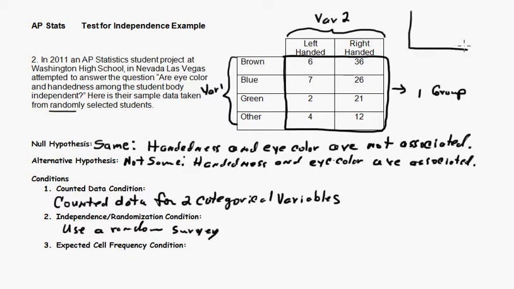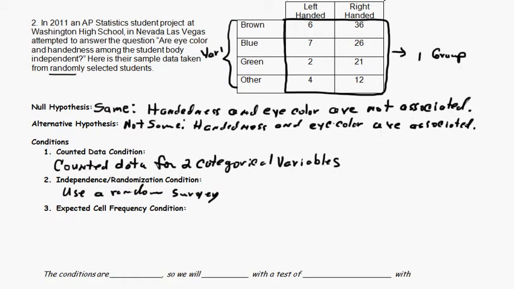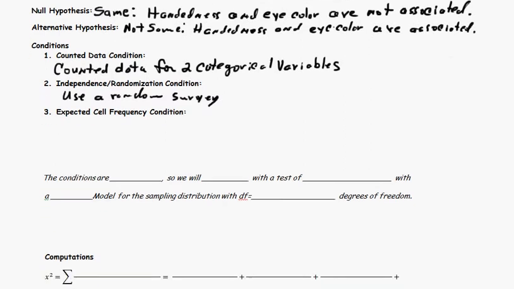Remember that when we have scatter plots, with two quantitative variables, and once we know the conditions are met, we could say there's a correlation. But that's when we're working with quantitative data, not categorical. So what we want to do is proceed with a test of independence.